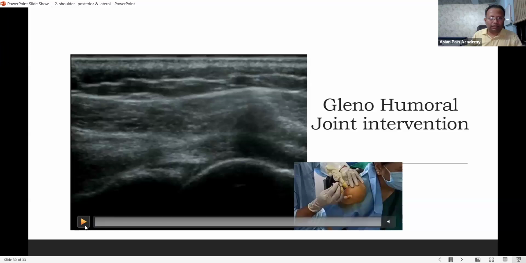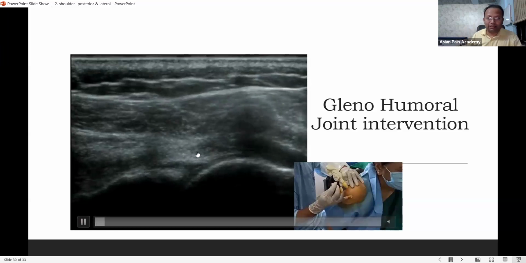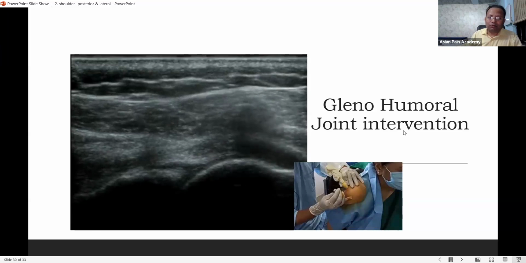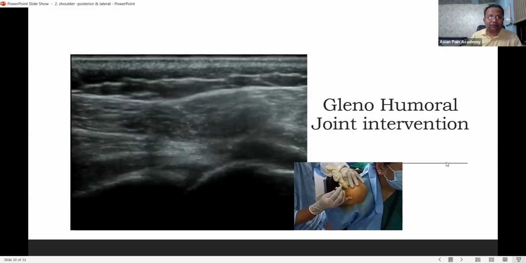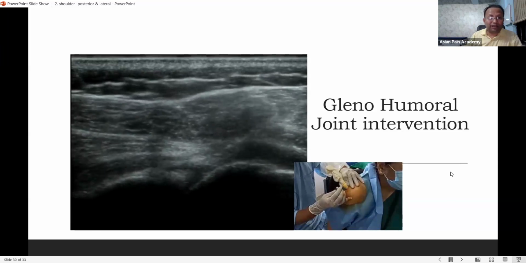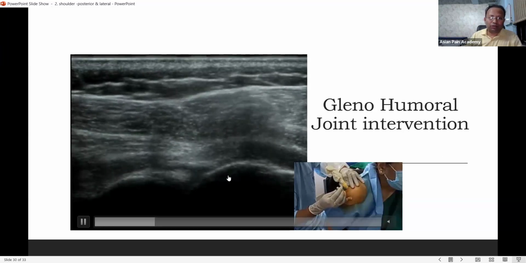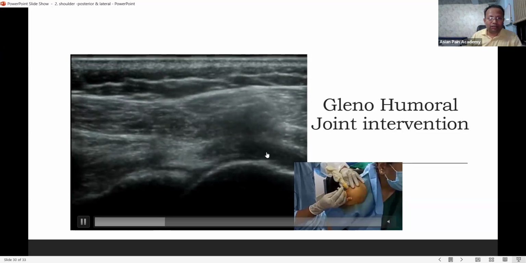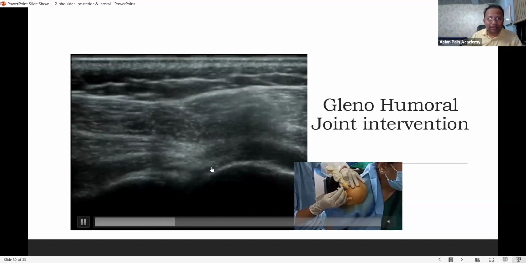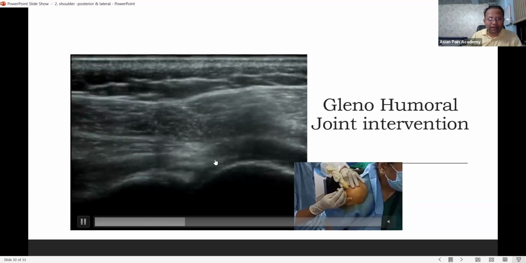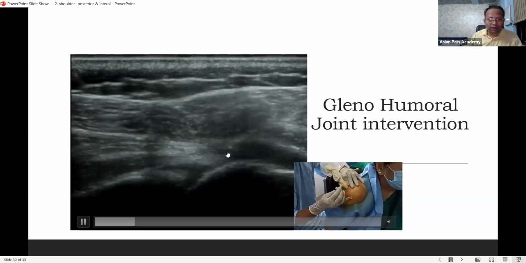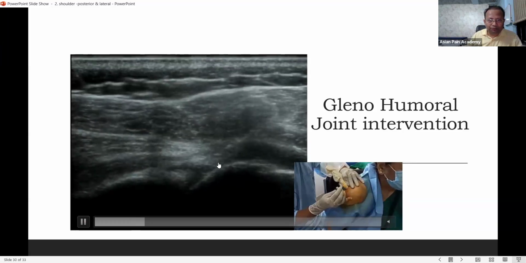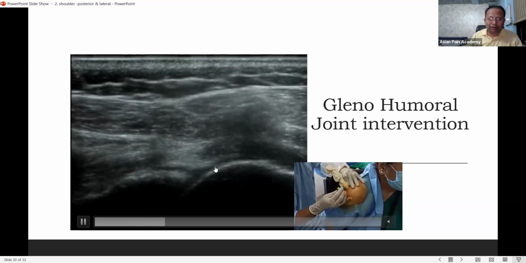So this is an intervention from the posterior side, glenohumeral joint intervention. We have already shown you glenohumeral joint intervention from the anterior side, from the rotator cuff interval area. Now I am showing you the intervention from the posterior side. Here actually the needle is puncturing the glenoidal labrum. It should not. It should go below the glenoidal labrum.